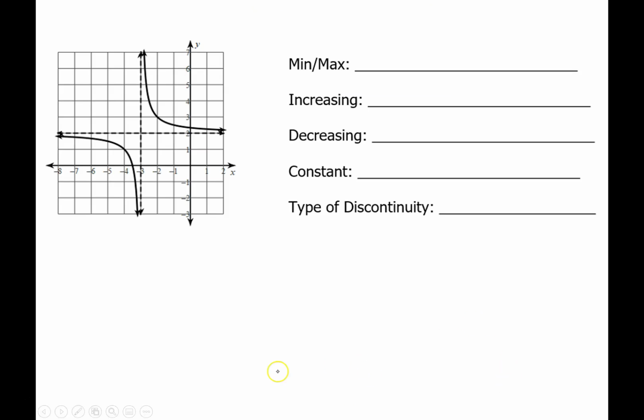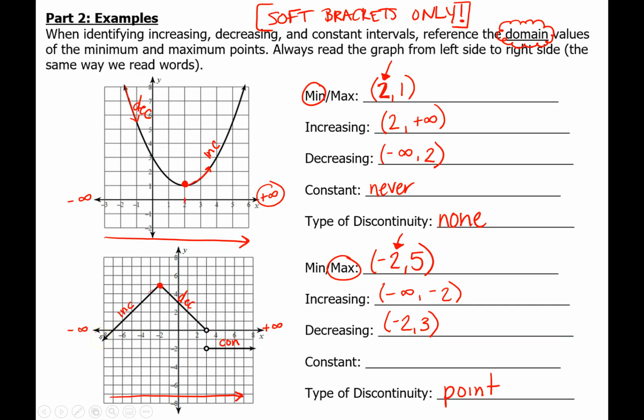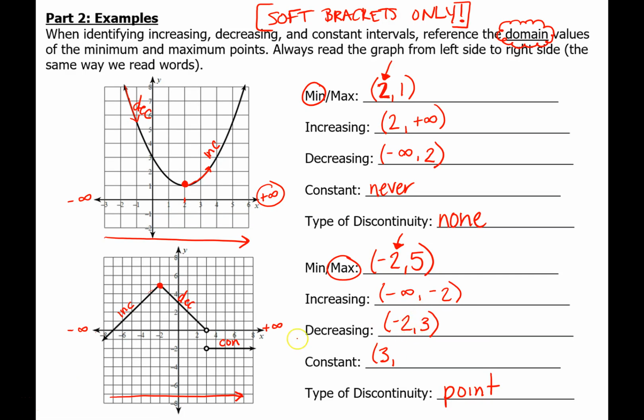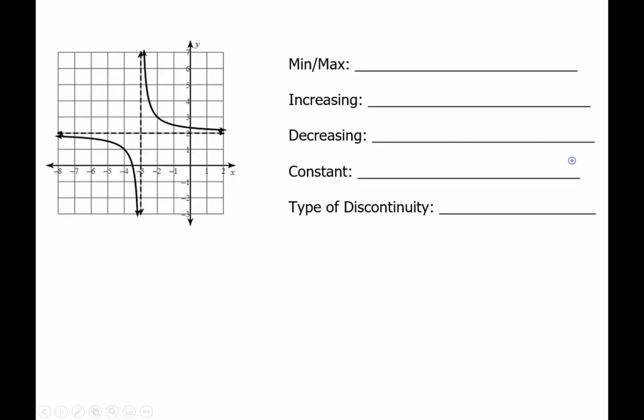So I can answer that one ahead. And the only thing that I have left is the part that's constant. The constant starts at 3, and it goes all the way to the right, which means it goes to the right-hand side of the x-axis, which is positive infinity. Okay, let's look at one more before you try one.